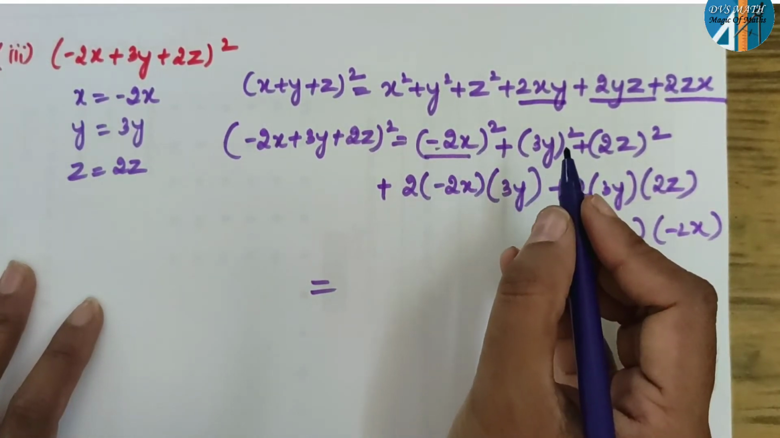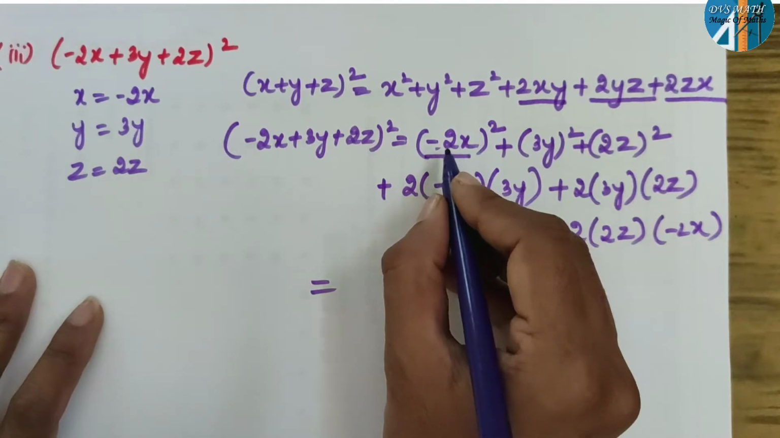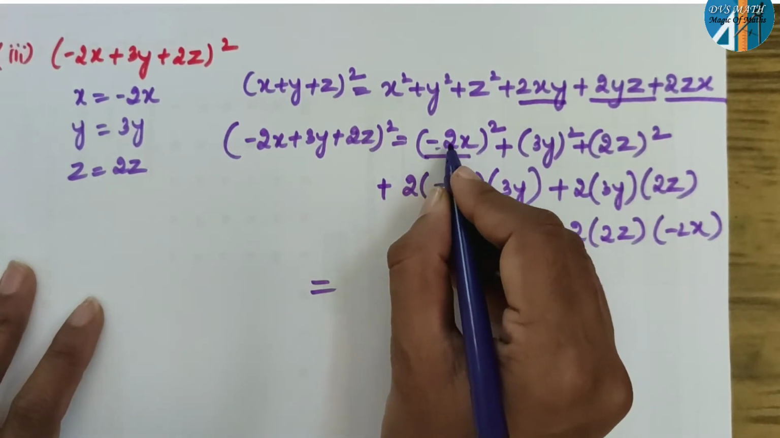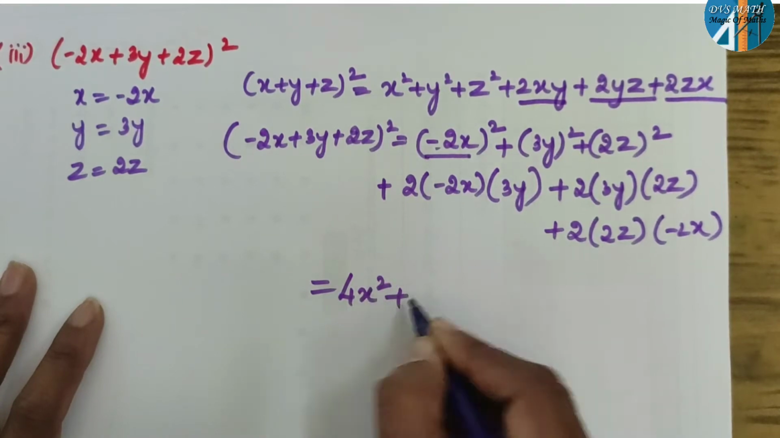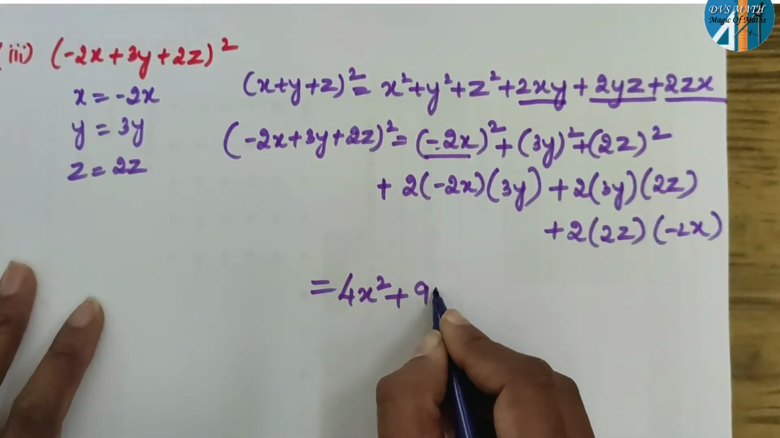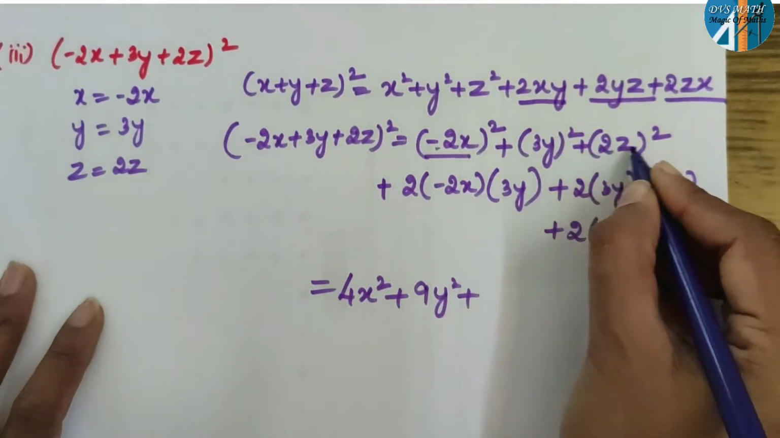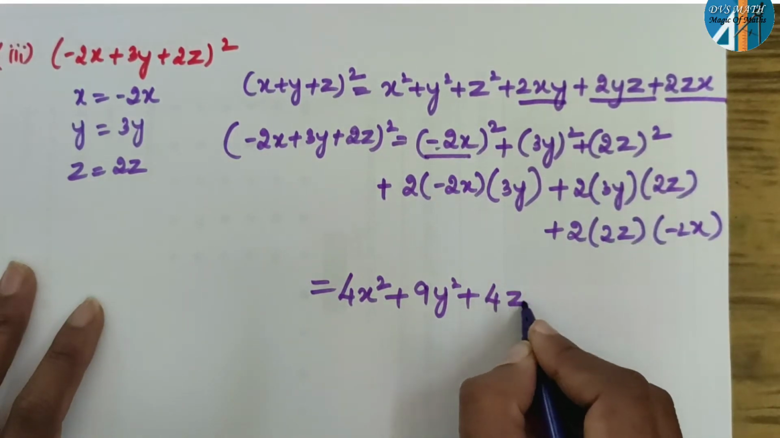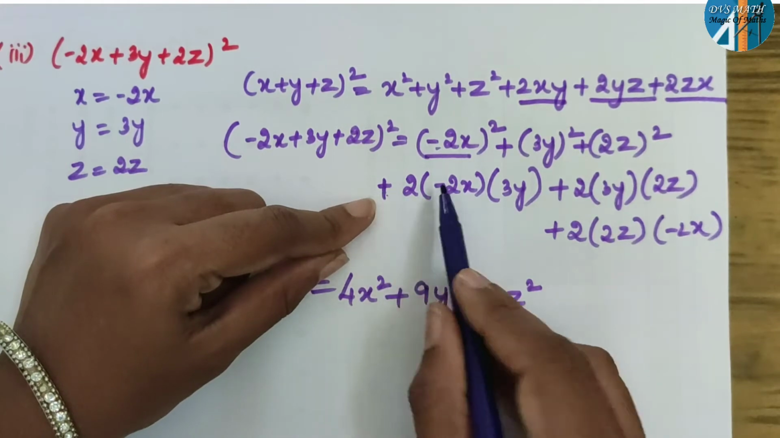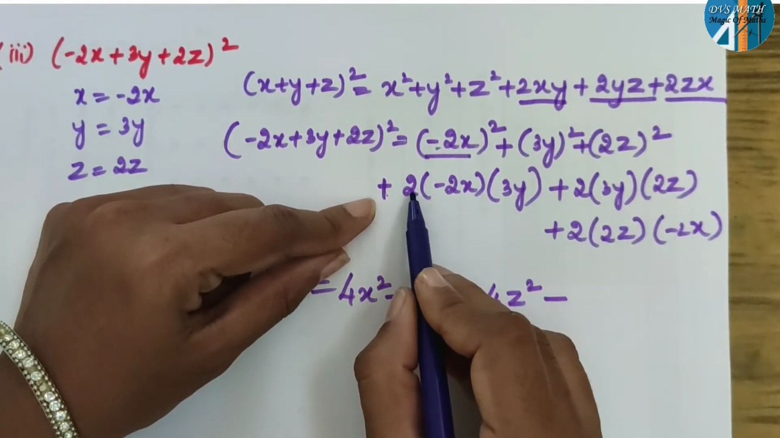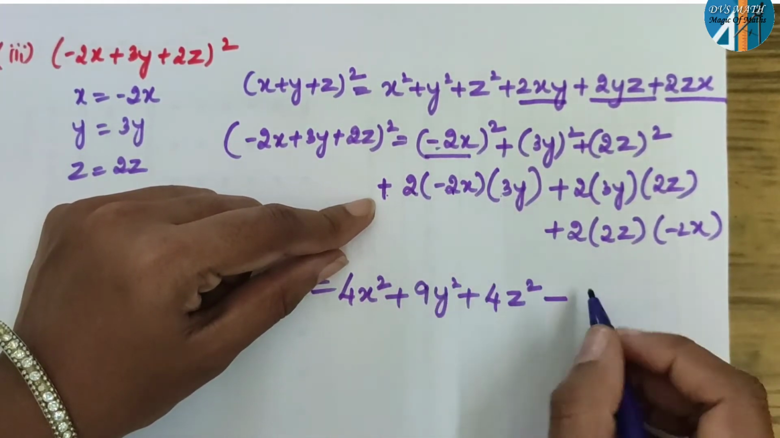Now let us simplify this. Minus 2x whole square. Negative numbers if we square it becomes positive, right? Minus 2 whole square it becomes 4x square plus 3 square it is 9y square. Again 2z square it is 4z square. Now you have to be very careful. So plus into minus, minus. Now multiply the numbers. 2 2s are 4, 4 3s are 12.